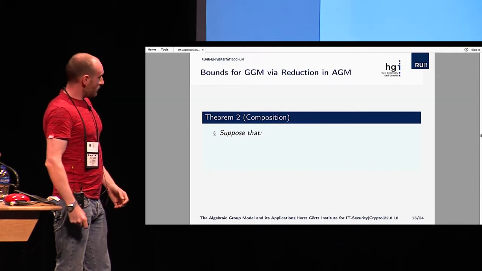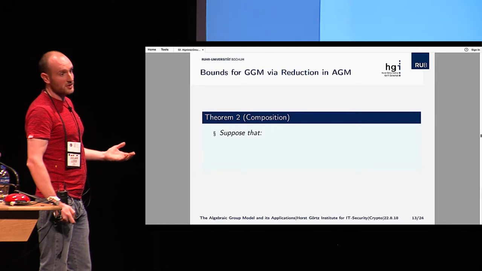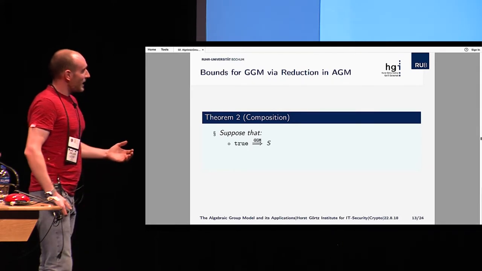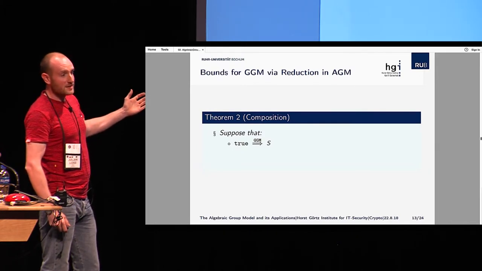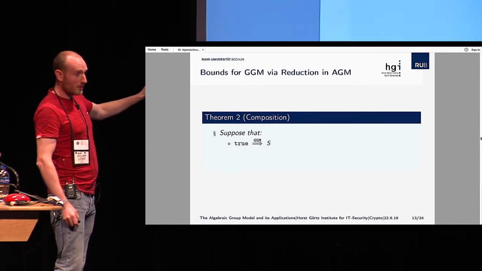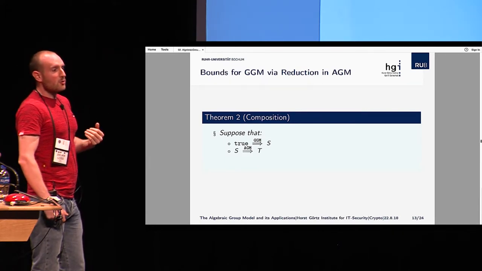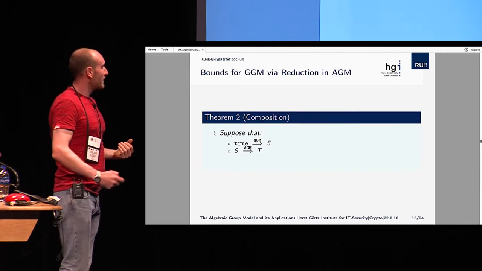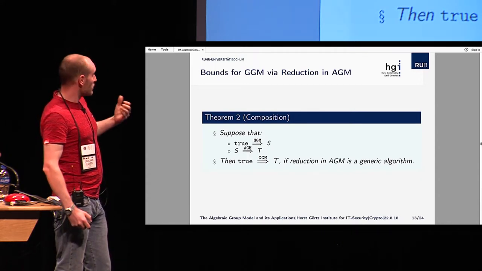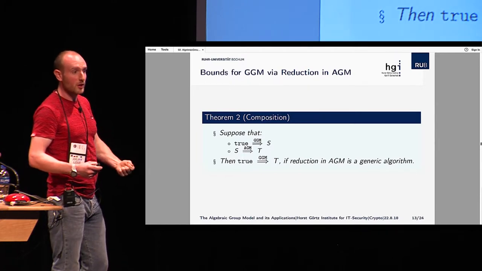Okay. So another very nice property that we have here is that bounds from the generic group model compose with reductions that we carry out in the algebraic group model. So let me show what I mean by this. We have a composition theorem that says the following. Suppose that we have some kind of lower bound on a computational problem S in the generic group model. So we have a bound that says it takes this many steps to compute a solution with a certain probability for this problem S. And now we manage to prove a reduction in the AGM from some problem T to the problem S. And now suppose that this reduction is actually by means of a generic algorithm. Then our composition theorem says that we also derive in this manner a fresh, new bound for the computational problem T in the generic group model without having to go through the proof in the actual generic group model. So this is a very nice thing.